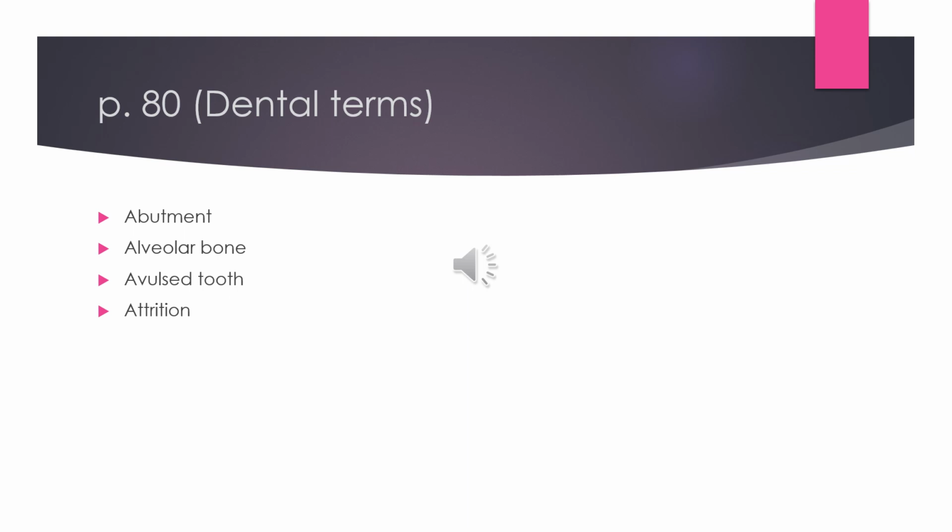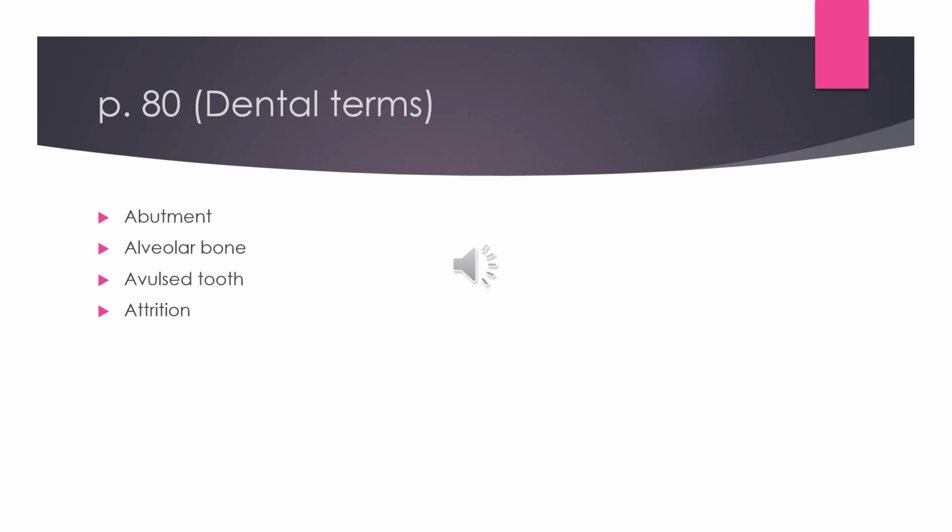Okay, let's now move to page 80, and we're going to study together some of the dental terms, and they are very important for the midterm exam. So, number 1 is abutment. Abutment is the metal connector that your dental professional will place into your dental implant after you have healed from a surgery.